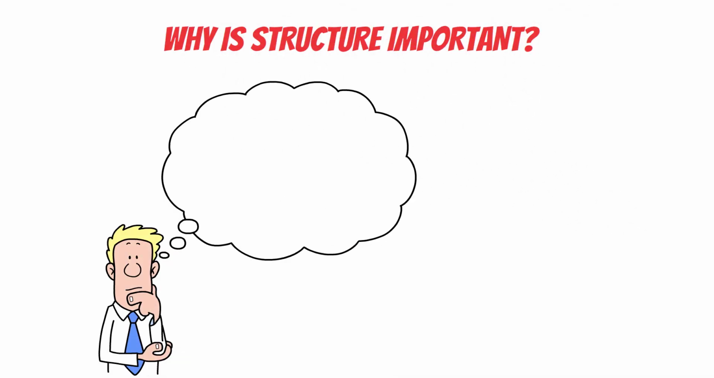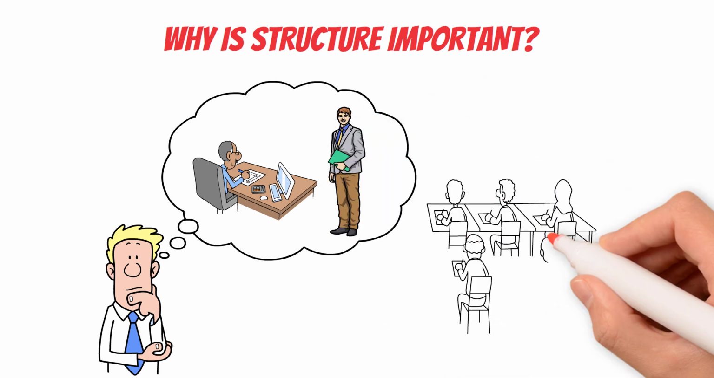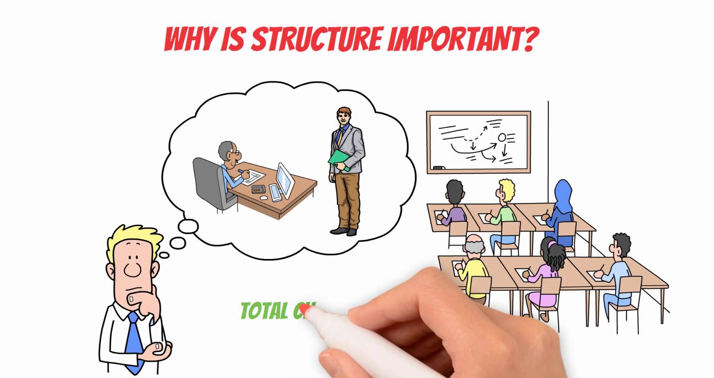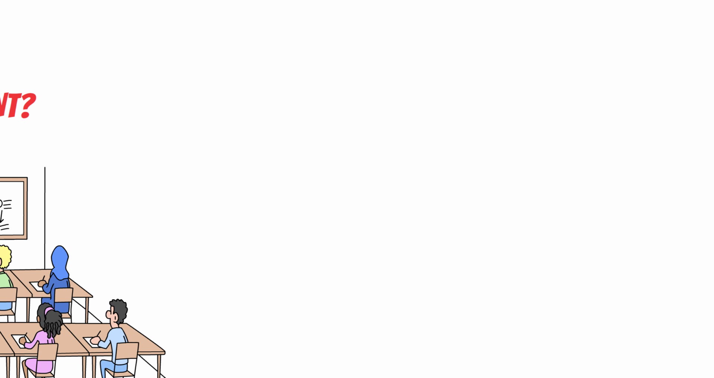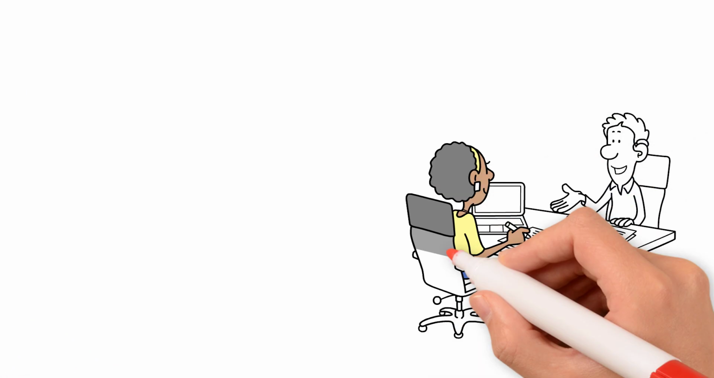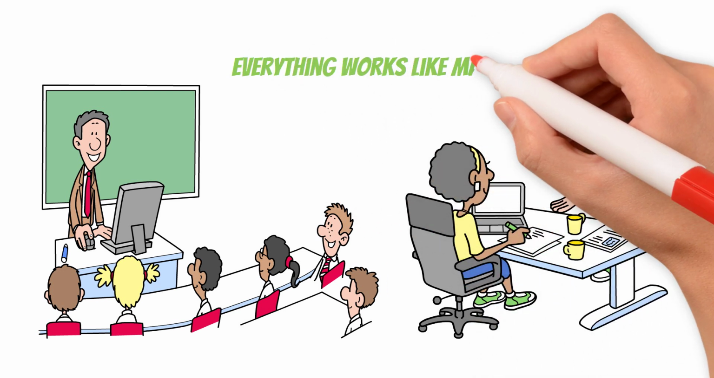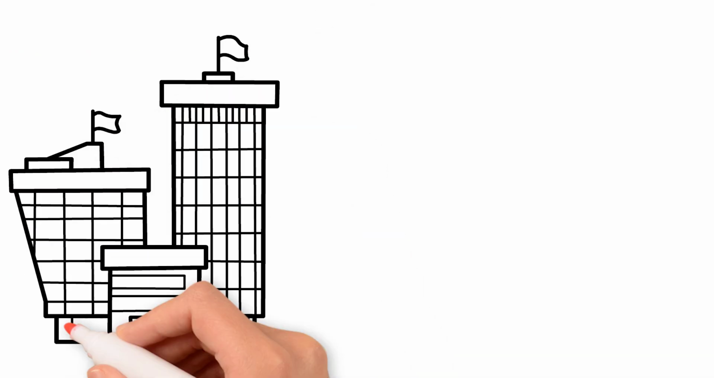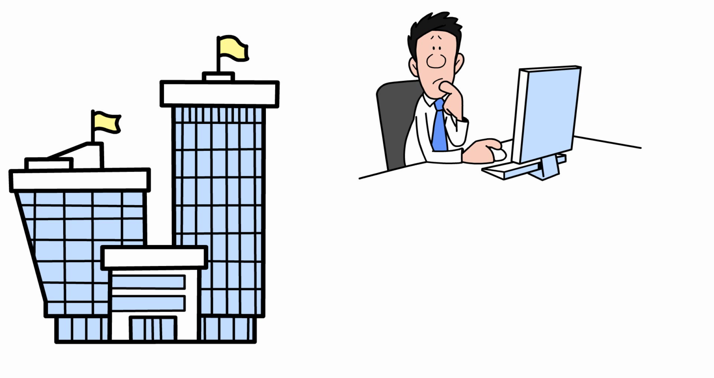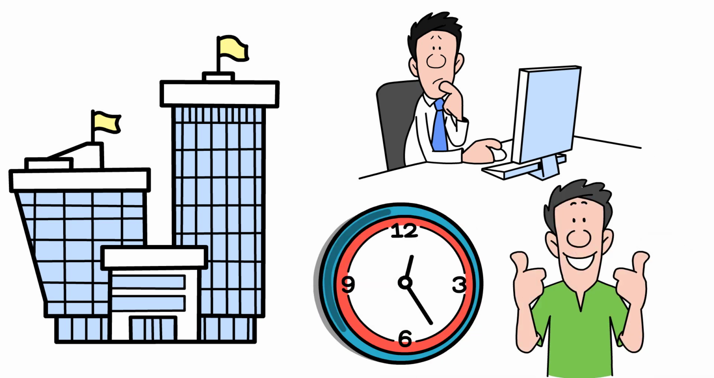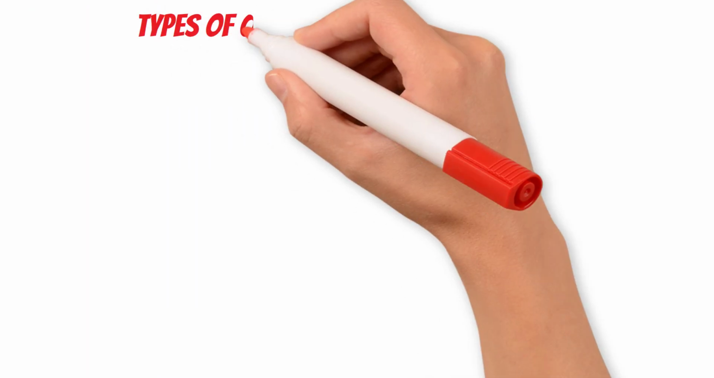Why is structure important? Imagine a school with no principal, no teachers, and no class timetable. Total chaos, right? But when everyone knows their role, the principal leads, teachers teach, and students learn. Everything works like magic. In the same way, a company with the right structure avoids confusion, saves time, makes better decisions, and grows faster.